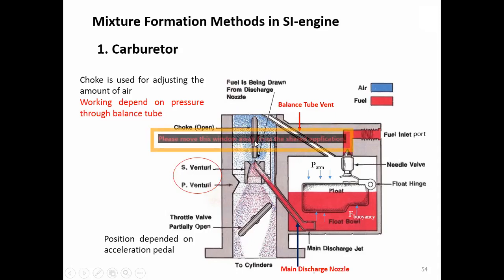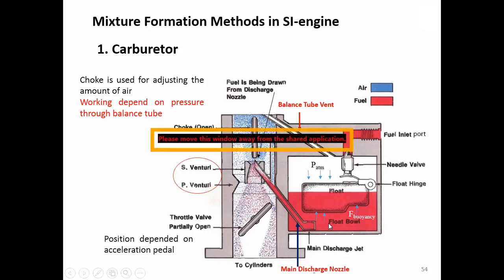And below the choke here, you see two venturis. The first venturi is the pipe shape itself, or the tube shape itself. This is called the primary venturi. The second venturi is a small tube inside the main tube. It is the second venturi here. And inside the second venturi, we see a main discharge nozzle.